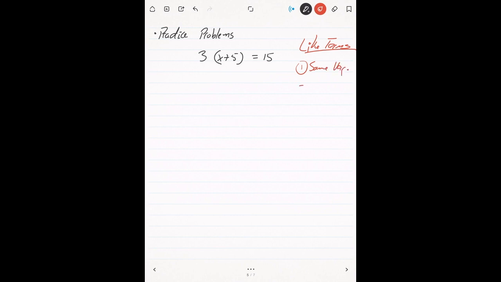variables and they have to have the same exponents. Do x and the number 5 have the same variables? No, they don't, right? Obviously, you can't add x and 5 together. So we're stuck, it would seem. Well, there's a couple things that we could do.